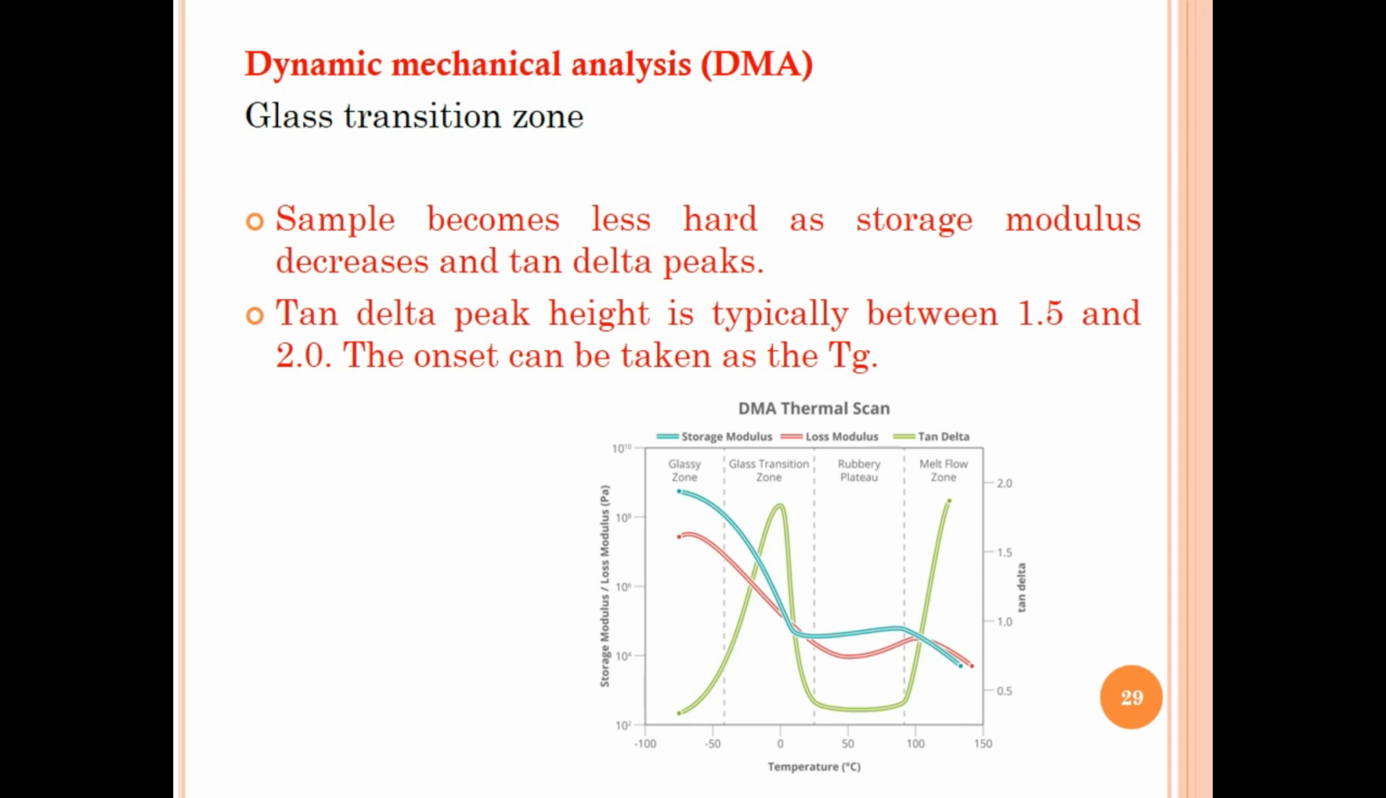The storage modulus is the blue color. Thus, in this region, it can be clearly seen that it is toward the decreasing point, while the tangent delta is toward the increasing point. Tangent delta peak height is typically between 1.5 and 2.0. The onset can be taken as the transition temperature. The Tg is the glass transition temperature.